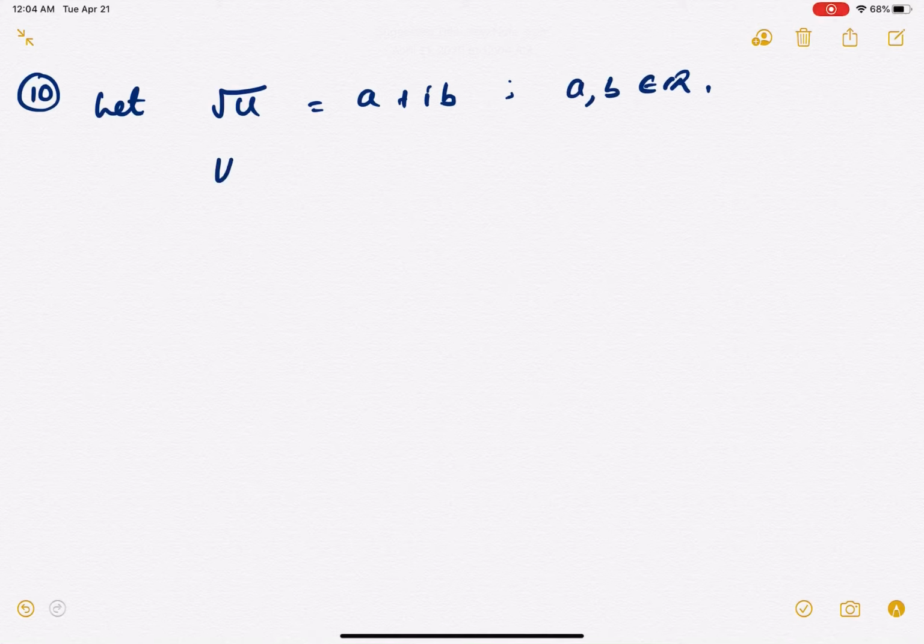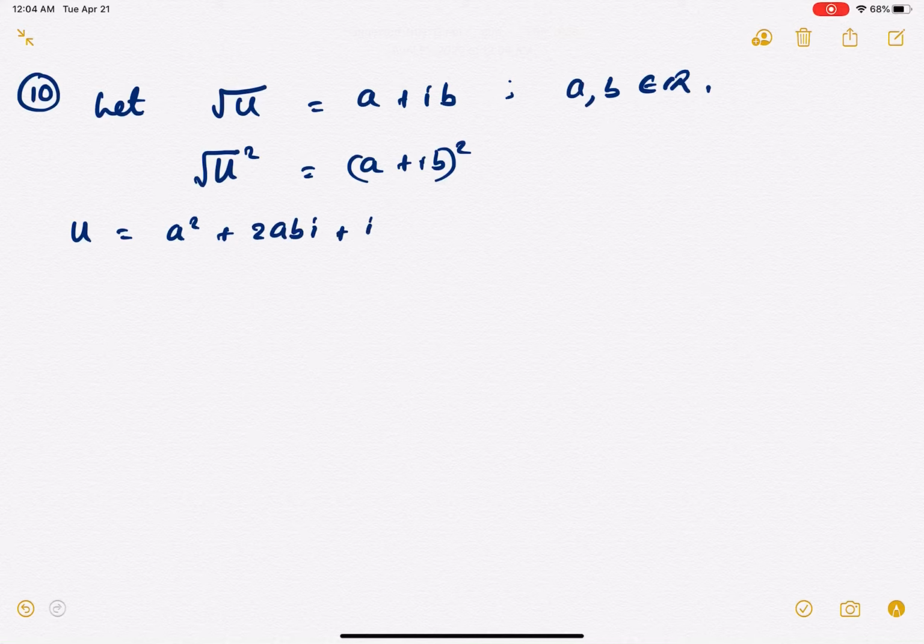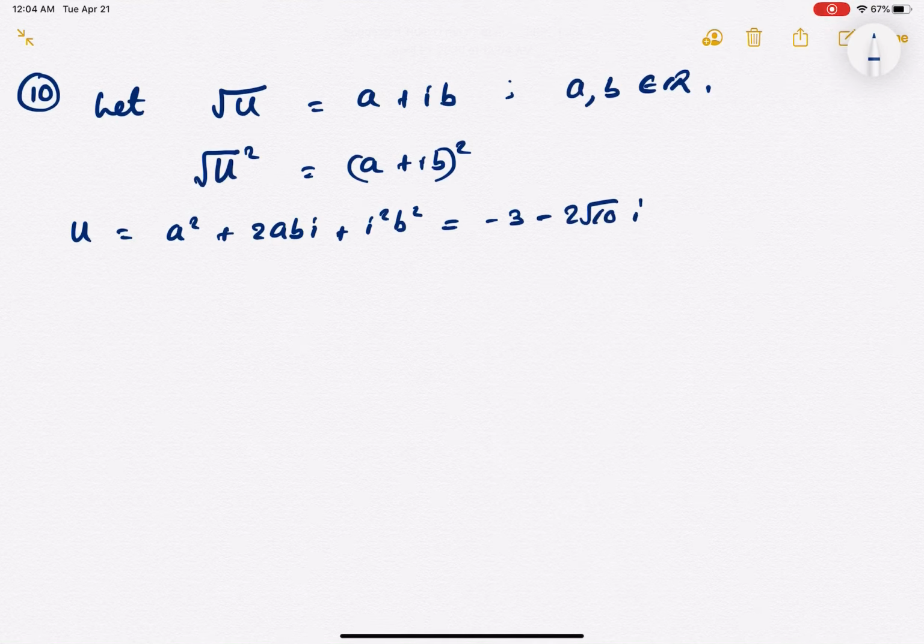So the number which we need to find is root u. And they also want it to be in the form of a plus ib. So I will say let square root u be equal to a plus ib, where a and b belong to real numbers. So now therefore root u square is equal to a plus ib whole thing square. This becomes u, which is a square plus 2abi plus i square b square, which is equal to minus 3 minus 2 root 10i. So i square is minus 1, therefore I can separate the real component as a square minus b square plus i times 2ab is equal to minus 3 plus minus 2 root 10i.